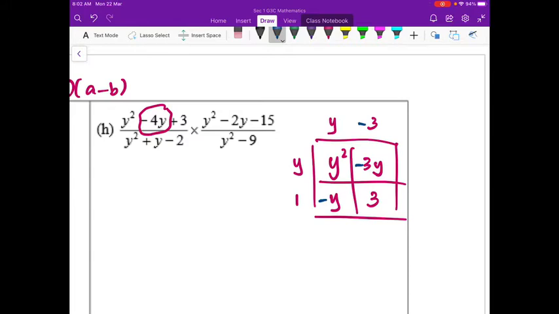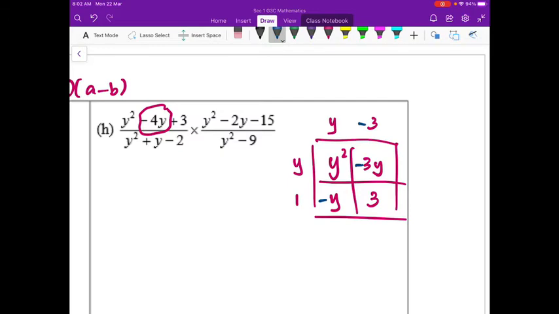But we're not done yet, because the same problem exists for this negative y. So in order to make y times something to give me negative y, I need to either give a negative sign to the y, or I need to give a negative sign to the 1. You have to make a choice.